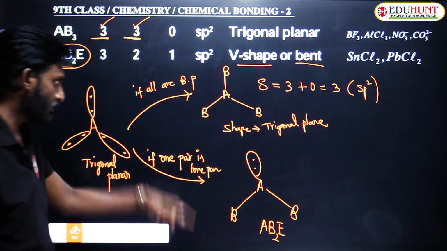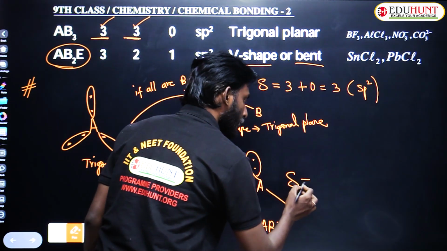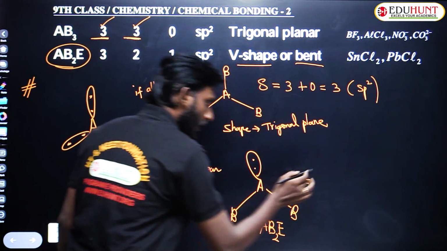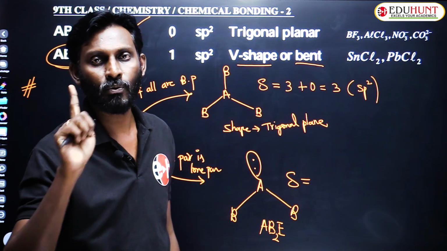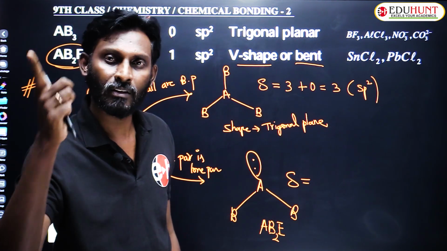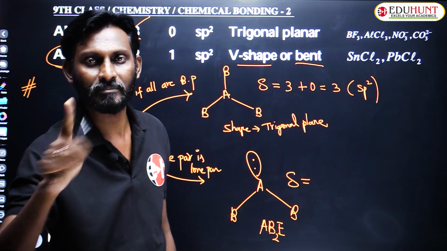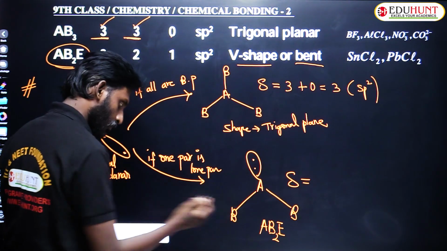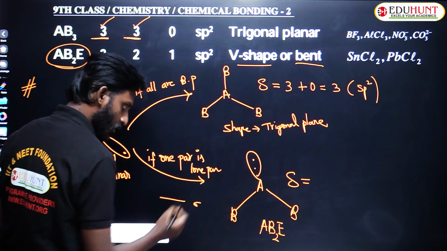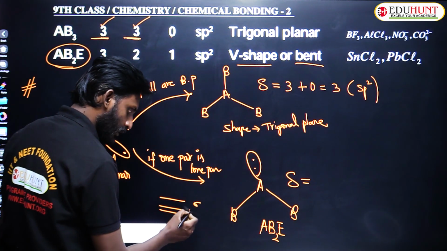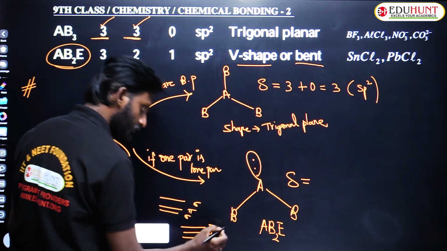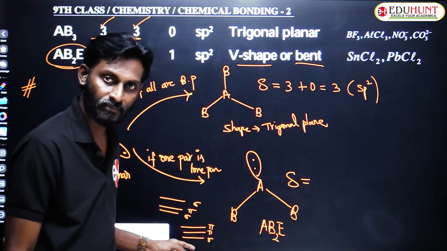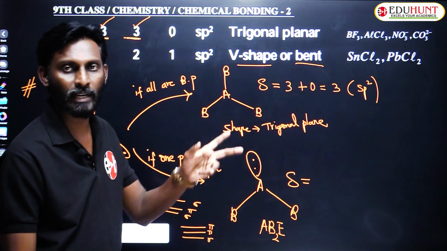Okay, let's do that for this also. Steric number is equal to number of sigma bonds plus lone pairs. When there is a single bond, 1 sigma. Double bond, 1 sigma. Triple bond, 1 sigma. I told you several times, when there is a single bond, sigma only. Double bond, 1 sigma, 1 pi bond. When there is a triple bond, 1 sigma, 2 pi bonds. Among these 3 bonds, if one bond is sigma, the other 2 can be pi.